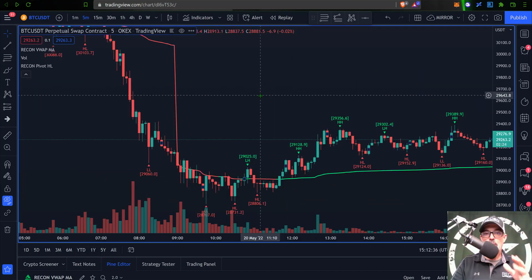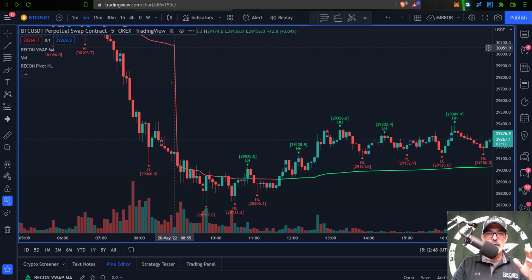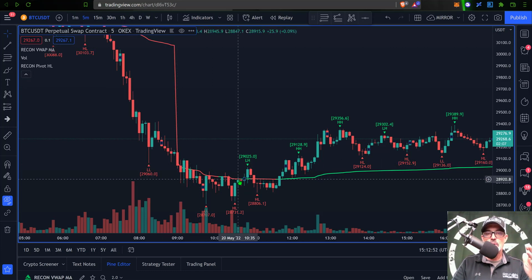Alright, so I have one more example I'll share with you, and it is over here on, again, the BTC perpetual swap contract 5-minute chart on OKX. This was a couple days ago, and you can see the big red line down. That's the reset of the market, and the market pretty much moved sideways.